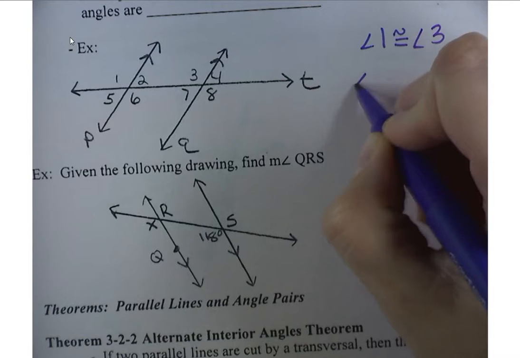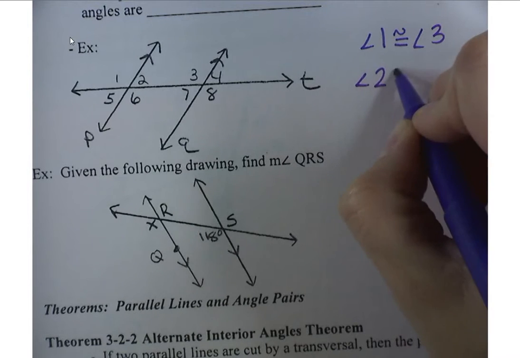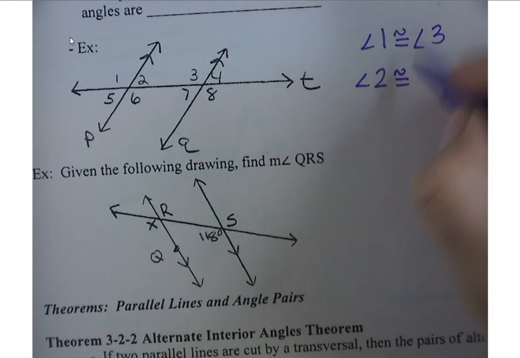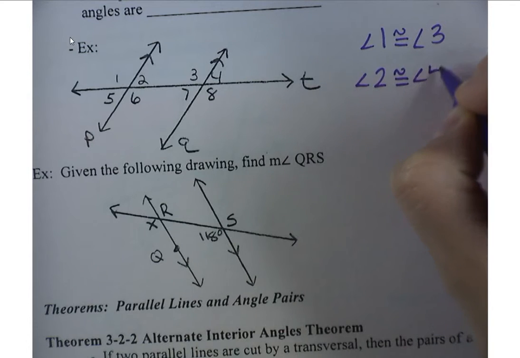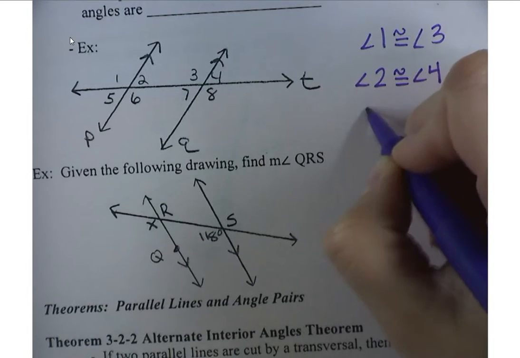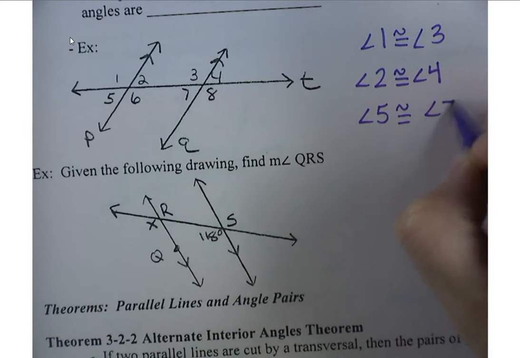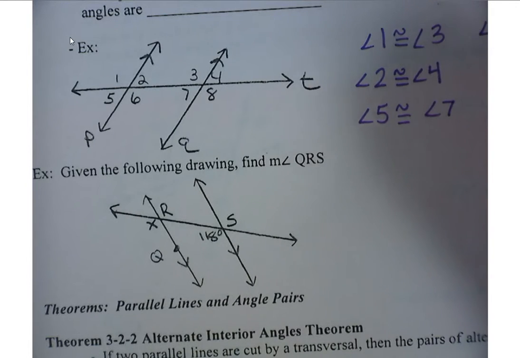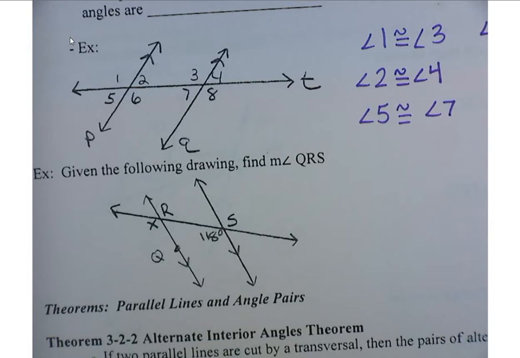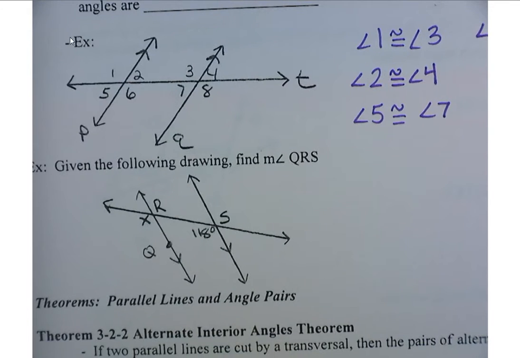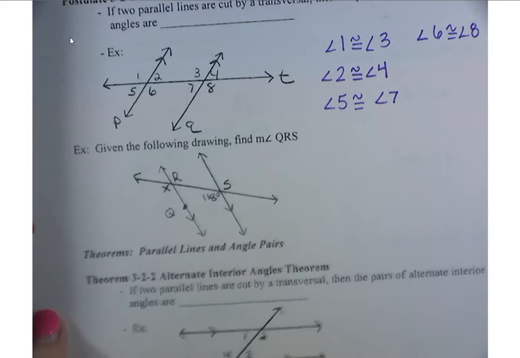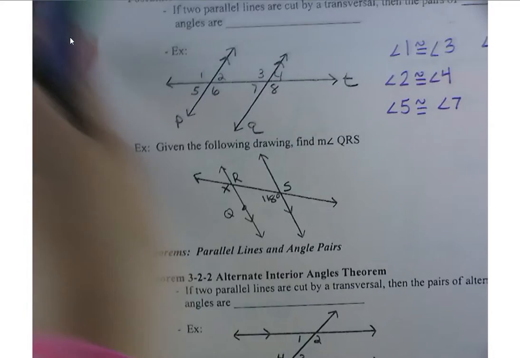Okay, Baron, what about angle 2? What's angle 2 going to be congruent to? 4. Yeah. Aiden, what's angle 5 going to be congruent to? 7. Yep. And then Raleigh, what's the last pair? 6 and 8. Yep. So all of those are congruent by the corresponding angles postulate.